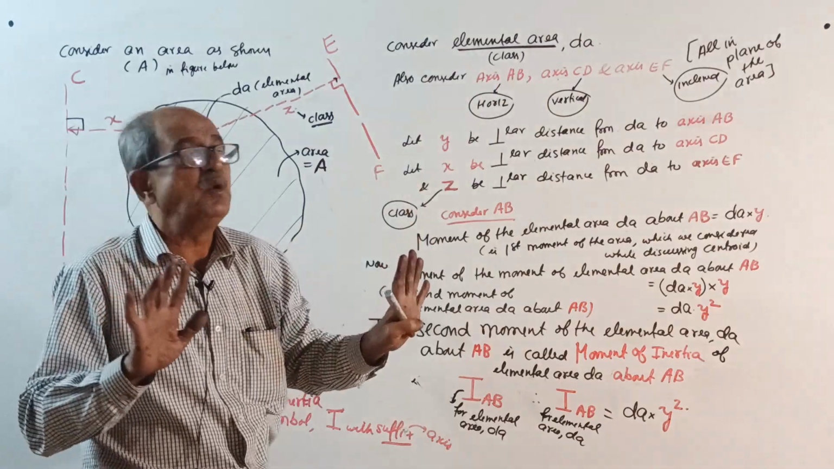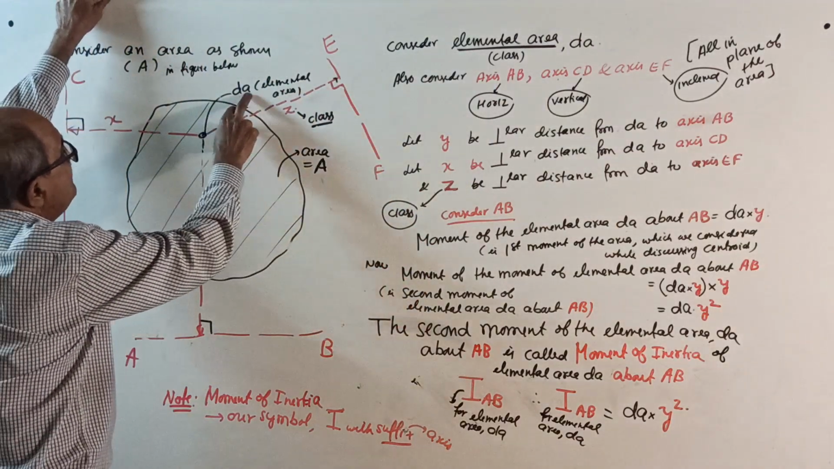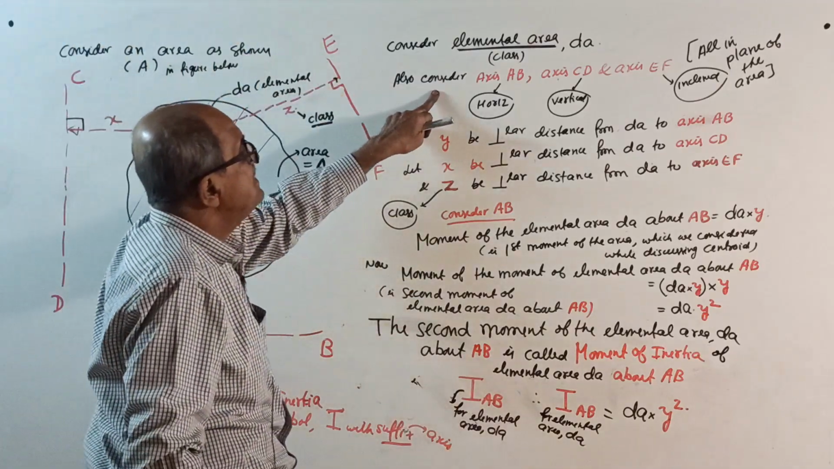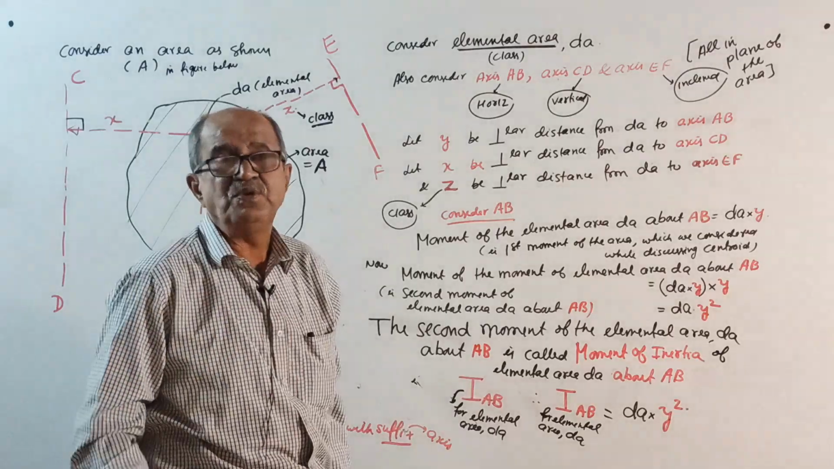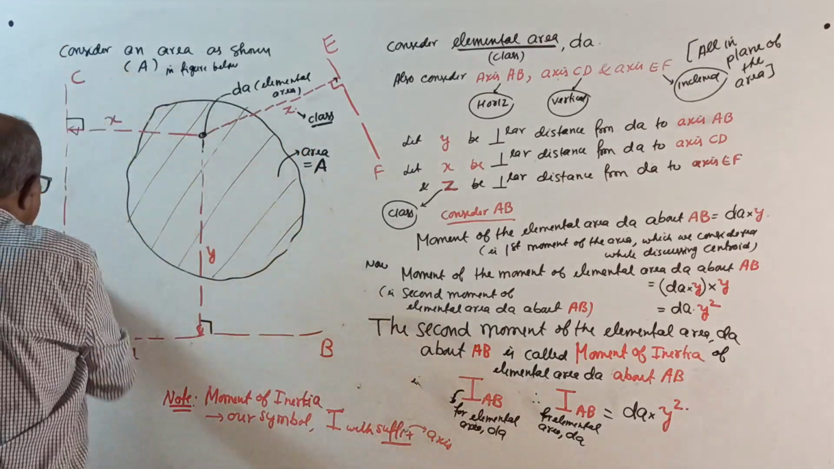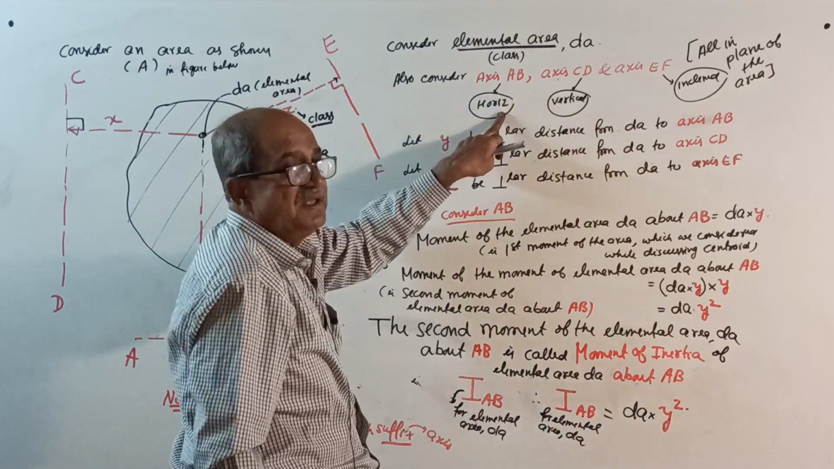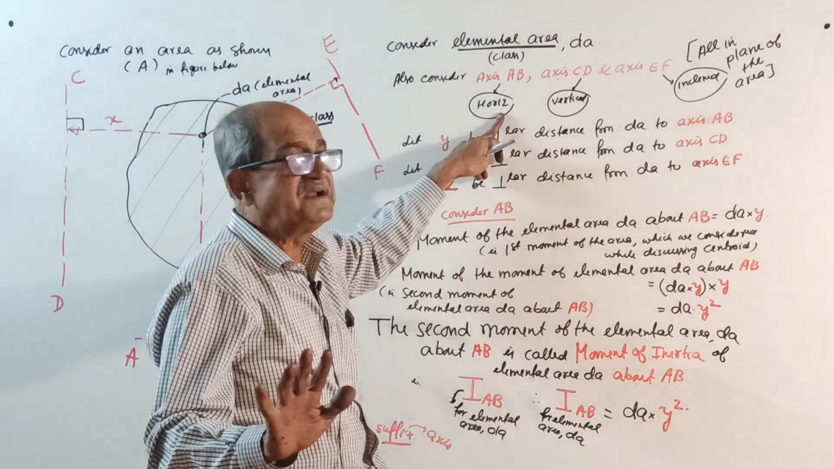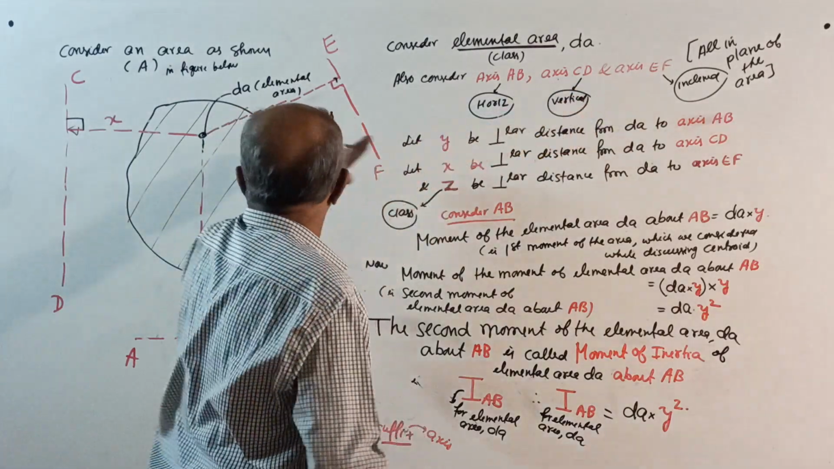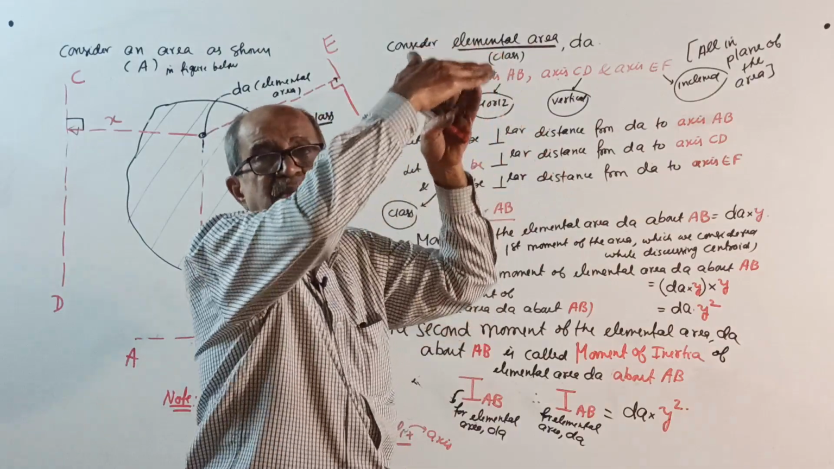I should not explain more. Elemental area dA as shown. See, this dA is the elemental area. Now consider three axes for you. One axis AB here, randomly. One axis CD, one axis EF. Consider axis AB, let it be horizontal for understanding. Axis CD, let it be vertical. Axis EF, let it be inclined.